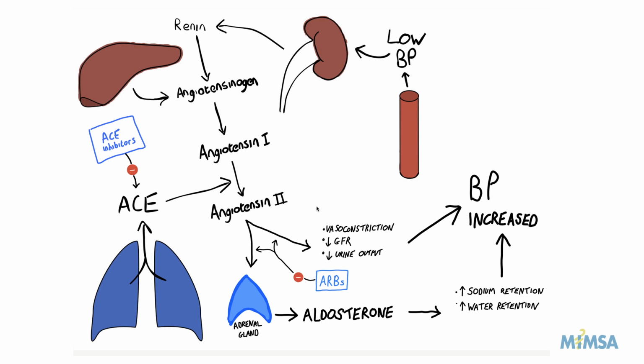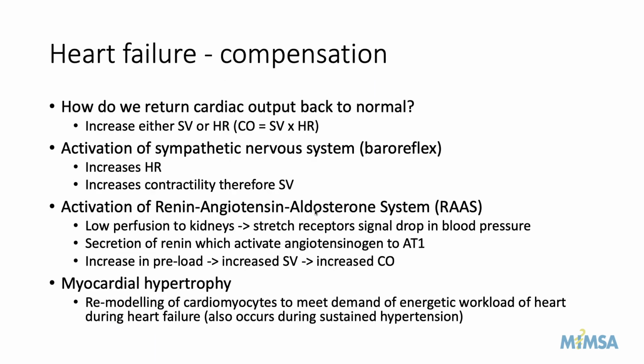So this is how the renin-angiotensin-aldosterone system works. If you're increasing the blood pressure and the volume of blood in your circulatory system, that increases your preload. And as we discussed before, increasing the preload increases the stroke volume, and thus increases the cardiac output.